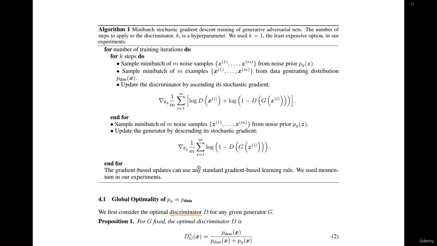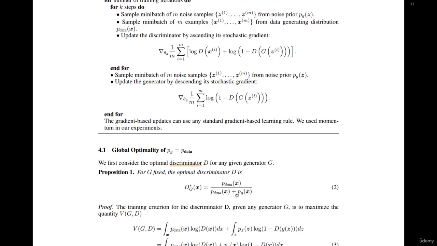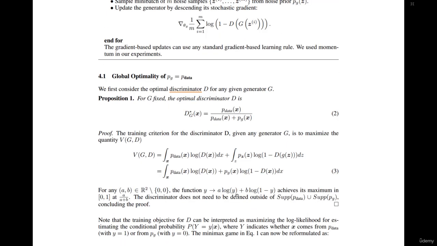So this is how the original GAN algorithm was built. Now let's look at some other important points to note, like the fact that for a fixed G, the optimal discriminator D is this: p data of x divided by p data of x plus pg of x. We shall look quickly at the proof.